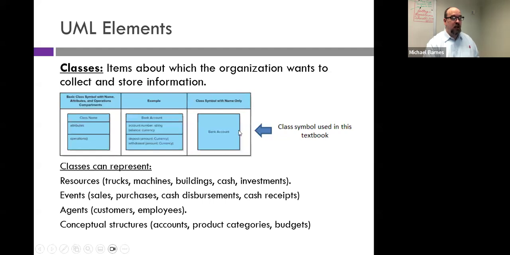So class symbol with name only is usually what we're going to be using in this course. We are going to look at some examples here in just a little bit of class names with attributes and operations for the sole purpose of clarifying items that exist in UML diagrams. But all of our UML diagrams that we're going to create are going to be focused on single class symbol with name only, all right? So that's going to be a big relief because that's all you're responsible for.